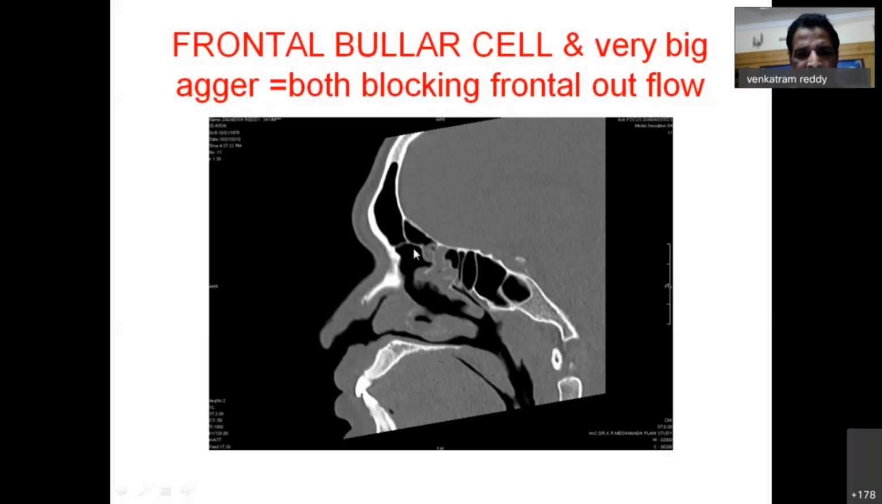So see, I want the people to understand this is a large agger nasi cell which is obstructing the frontal outflow, and the frontal bulla cell is also obstructing. Both of them are obstructing. To break this particular cell, you can go from behind, but not the same case with the frontal bulla cell. You have to break anteriorly and take out all these cells and the disease and define the skull base so that you can protect the skull base.